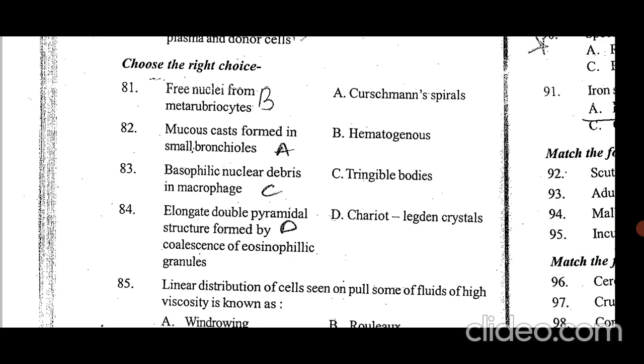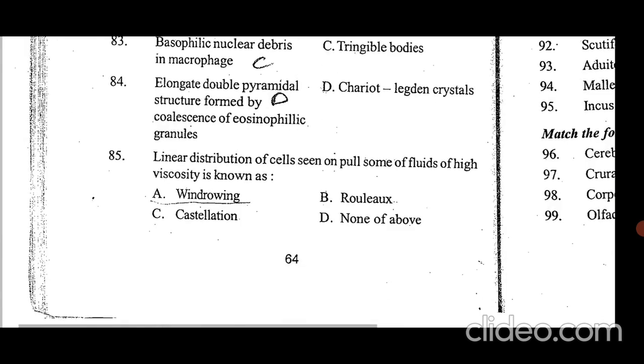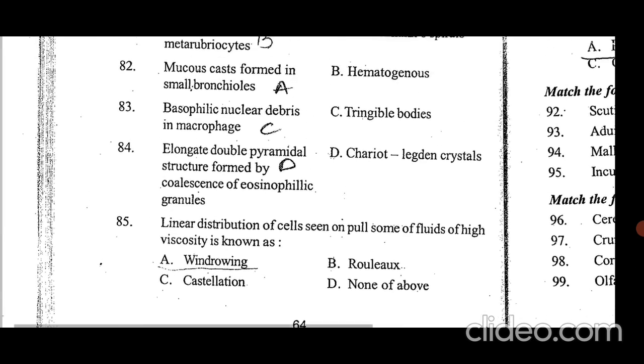Charcot-Leyden crystals are the elongated pyramidal shaped structures that are formed by coalescence of eosinophilic granules. If the eosinophilic granules are coalesced and make an elongated double pyramidal shape, then it is the Charcot-Leyden crystal. So in summary, Charcot-Leyden crystals are the coalescence of eosinophilic granules.